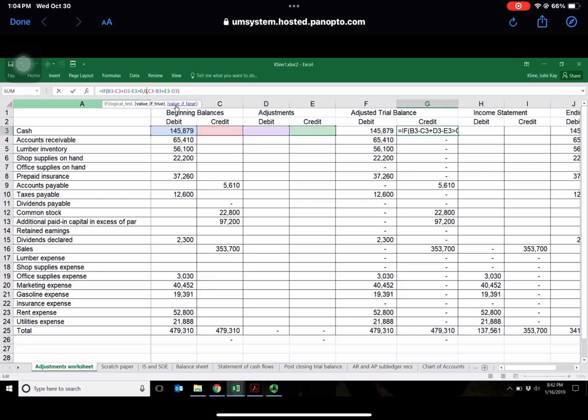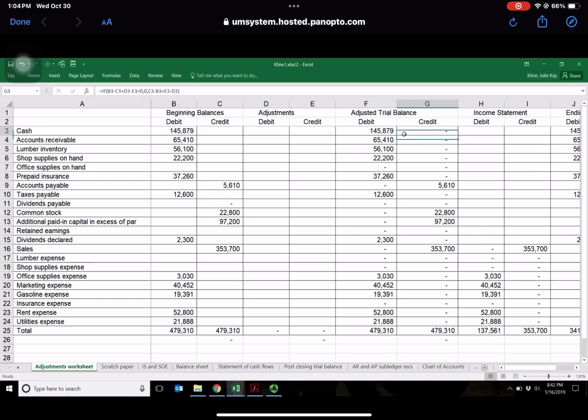If it's false, meaning if that returned negative, then this, be careful here, is a different calculation because we want it to be a positive number. So we're going to take C3 minus B3 plus E3 minus D3. This is essentially a T account representation of ending balance being credit or ending balance being debit. All right, so there we go.